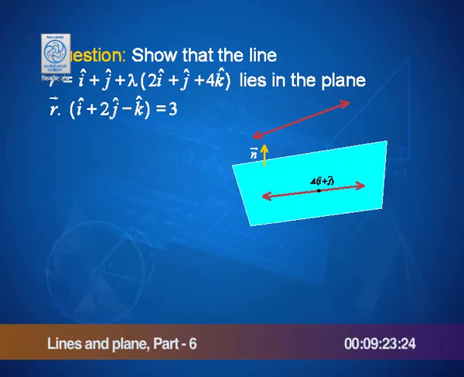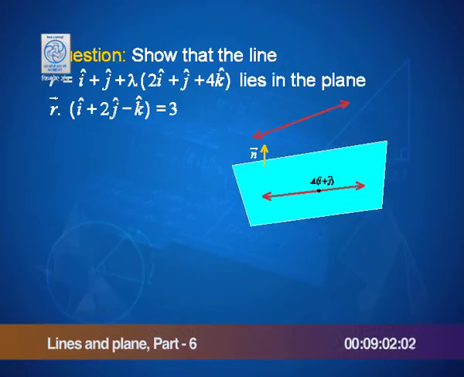We have here another question for you, and the question says: show that the line given by the equation vector r is equal to i cap plus j cap plus lambda times 2i cap plus j cap plus 4k cap lies in the plane r dot i cap plus 2j cap minus k cap equal to 3. Now, the line lies in the plane. The plane is given with a certain normal, which has the direction ratios 1, 2 and minus 1.